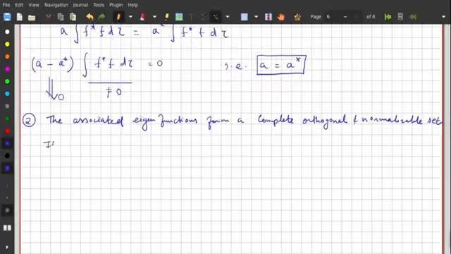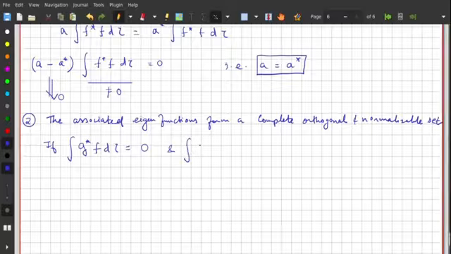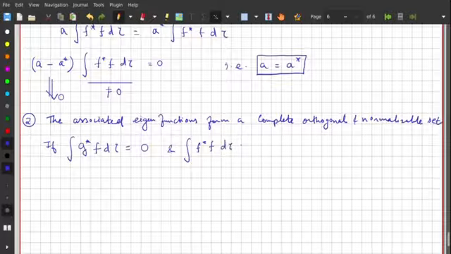So if the integral of, say, g star f d tau equals 0, and the integral of, say, f star f d tau is not equal to 0, we'll see, then f and g are orthogonal.